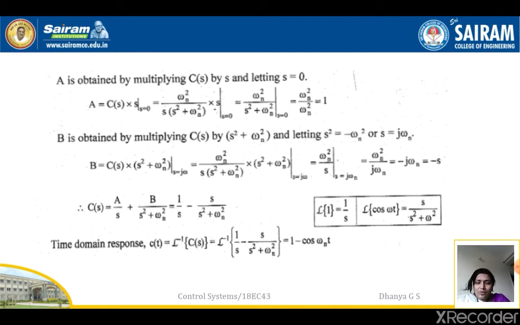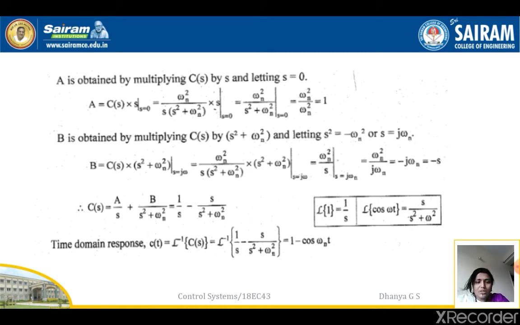Now we can go to the partial fraction. The equation was C of s is equal to a by s plus b by s square plus omega n square, so that we can rewrite the equation by a and b. That is equal to 1 by s minus s by s square plus omega n square. That is your C of s, which you have got.